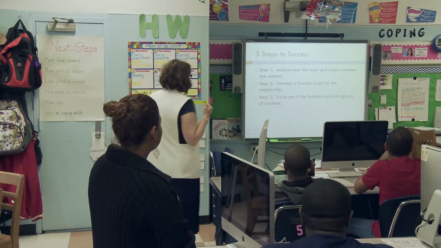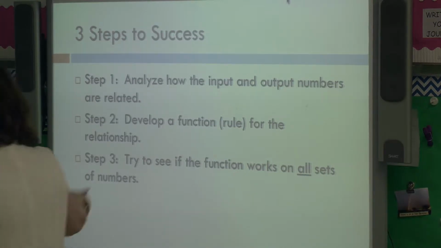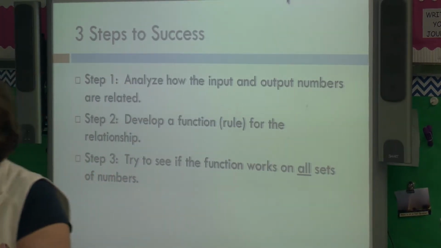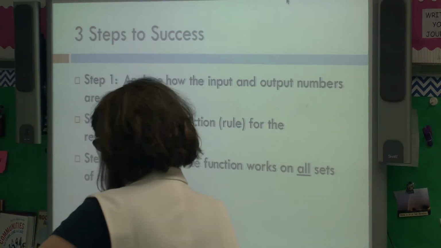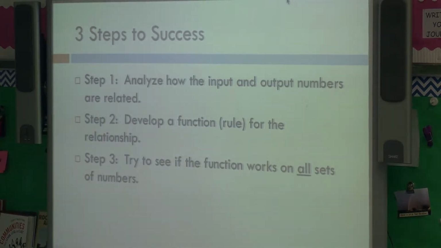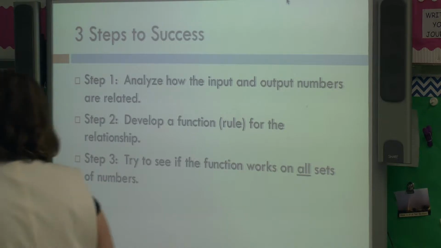The second step, you're going to come up with a function or a rule. Am I going to add? Am I going to subtract? And then the third step, which is very important, you have to try it on all sets of numbers. Because remember, it's not a function if the input has more than one output. All right.